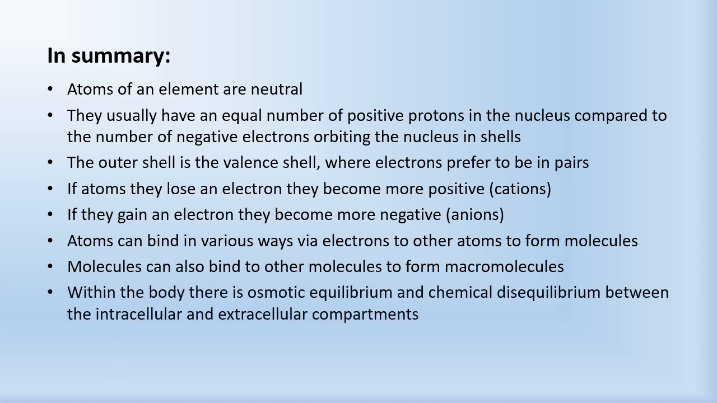Within the body there is osmotic equilibrium, so there is no osmotic gradient between the intracellular and the extracellular compartment. Remember, we called this isotonicity. But there is chemical disequilibrium between the intracellular and the extracellular compartments because the solutes differ in those two compartments. All of this creates a normal balance or homeostasis.